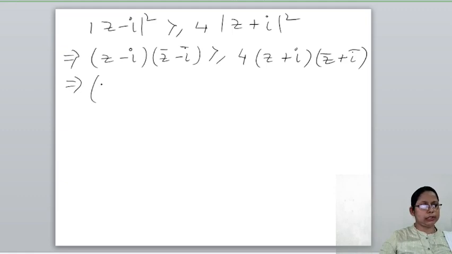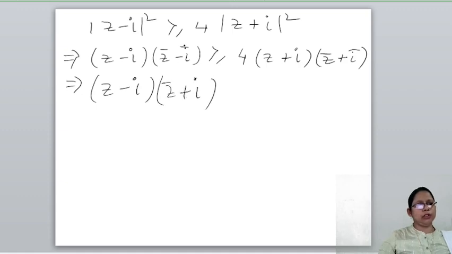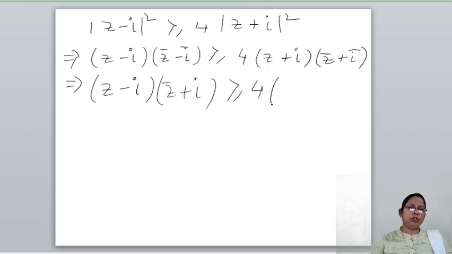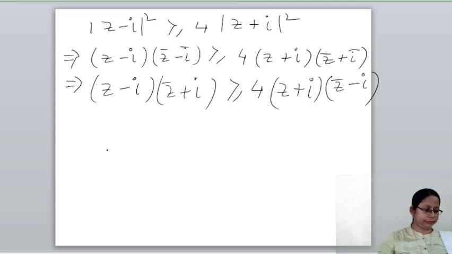This implies z minus i. This is z conjugate plus i, since the conjugate of i is minus i, so minus minus will be plus. 4 z plus i, and this is z conjugate minus i. Now multiply, expand this, and simplify this.